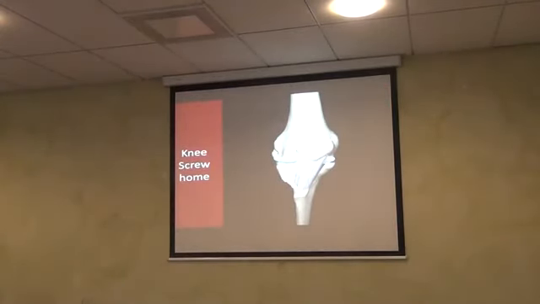This is the knee screw home movement, a screw-like movement.